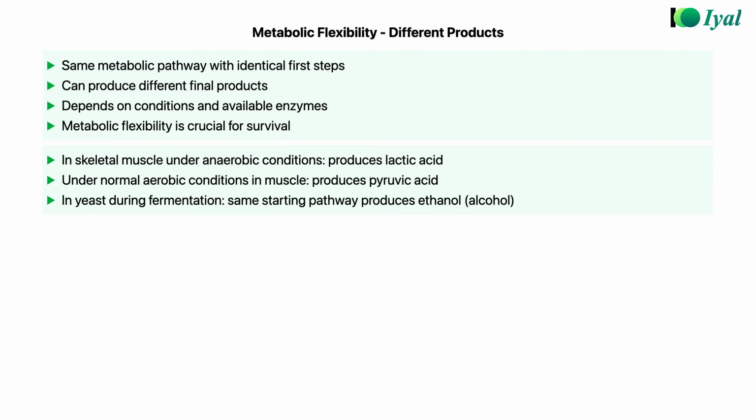In your skeletal muscles during intense exercise, when oxygen is limited and conditions are anaerobic, the glucose pathway produces lactic acid. That's why your muscles burn during hard exercise. Under normal aerobic conditions in muscles, the same pathway produces pyruvic acid, which can be used for energy. But in yeast cells during fermentation, that same pathway produces ethanol, alcohol. Same starting material and first steps, completely different end product.